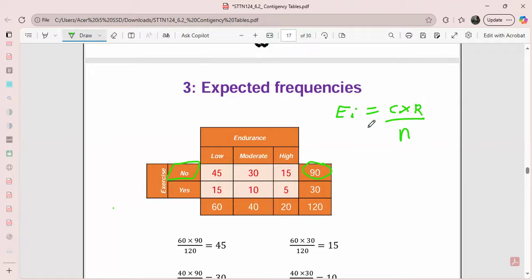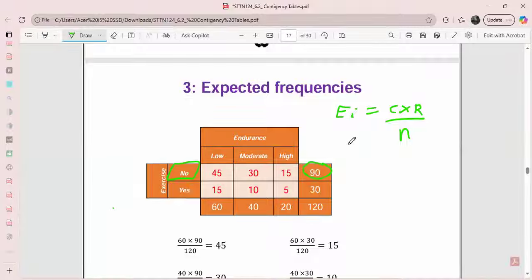The expected frequency, we only use this formula when you are given only the tables. But if you're given the percentages, it's easy for you to calculate the expected frequencies because you only need n and the percentage to get the expected. And once you get the expected, you are provided with the observed, so it's easy for you to calculate the test statistic.